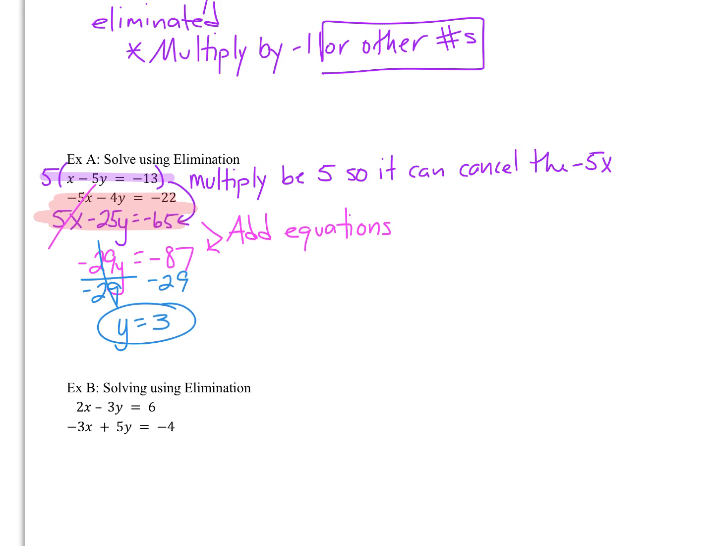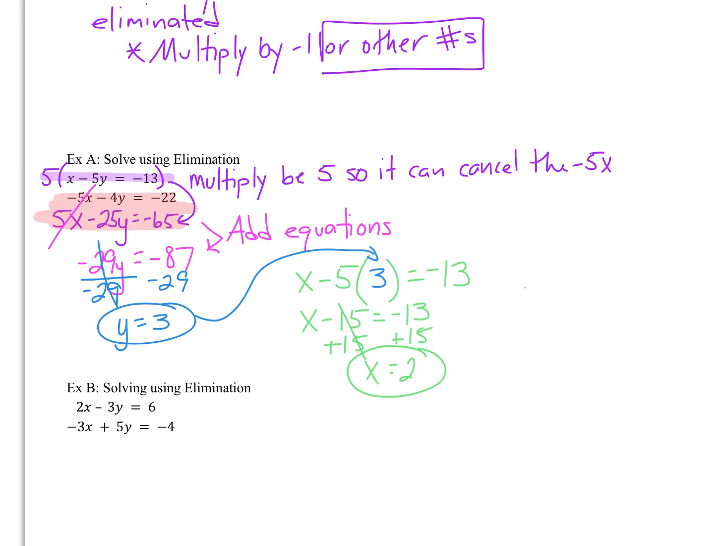So I'm going to have x minus 5, and then I'm going to insert my y, which is 3. So I'm inserting that into that top equation. So let's see, x minus 15. Add. So x equals 2. Okay, so I get 2, 3.